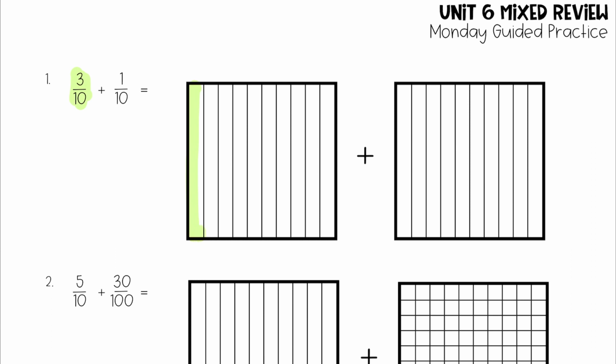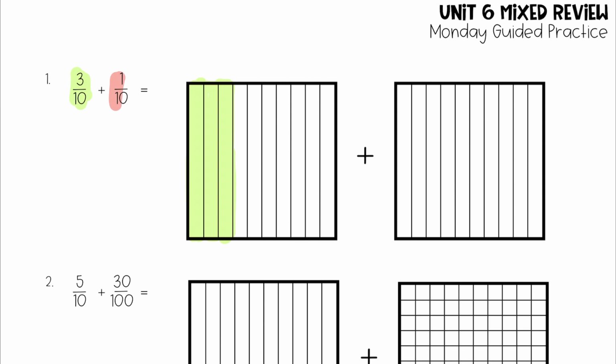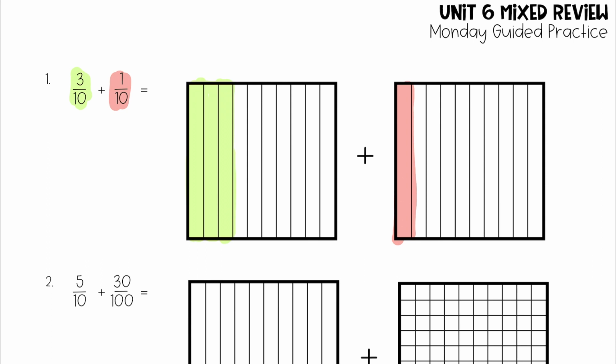The first problem is 3/10 plus 1/10, so the denominators are the same, so I can add just the numerators. You can see I have 2 models here. They're both in parts of 10. So that first block I'm representing 3/10, so 3 out of the 10 parts, and the second block I'm representing 1 out of the 10 parts.